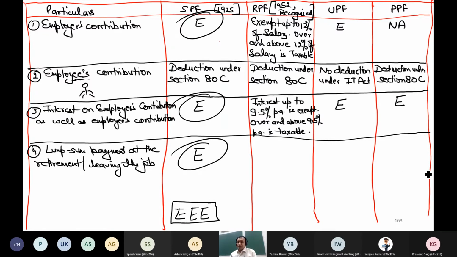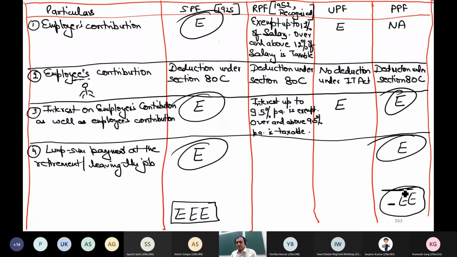In PPF also, it is exempt. When you get after 15 years, because in PPF there is no such retirement or leaving the job, you will get it as tax free, no tax. Every year interest which you are receiving on your contribution in PPF was also exempt. So it follows the principle of EE. Because there is no employer contribution, it simply follows yearly interest and lump sum payment.